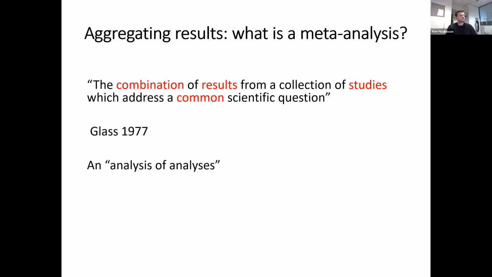So there's a number of key elements of this definition as highlighted in red. So the combination of results is obviously very key, using different types of data and also specifically considering certain types of studies. But the common scientific question is really key, that we have a specific type of clinical question that might be related to an intervention, or it might be related to a specific type of association that we're interested in looking at. And so it's key that we consider all these different words here.